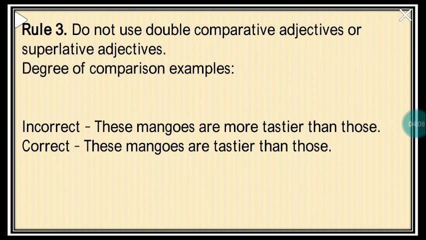Then we never use double comparatives. This is a very, very important rule for you to keep in mind. We never use double comparative adjectives or superlative adjectives. For example, these mangoes are more tastier than those, no. We should never say that. Tastier already means more than tasty, right? So we should not say more tastier. The correct sentence is these mangoes are tastier than those. That means you are comparing these mangoes to those mangoes.